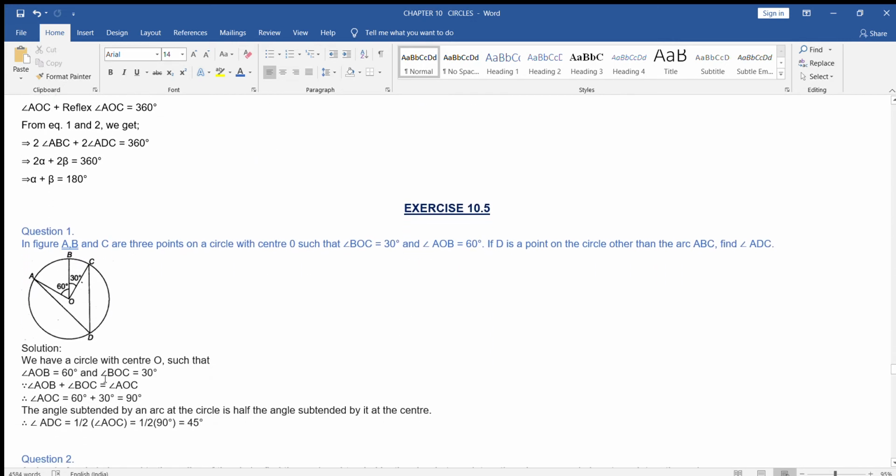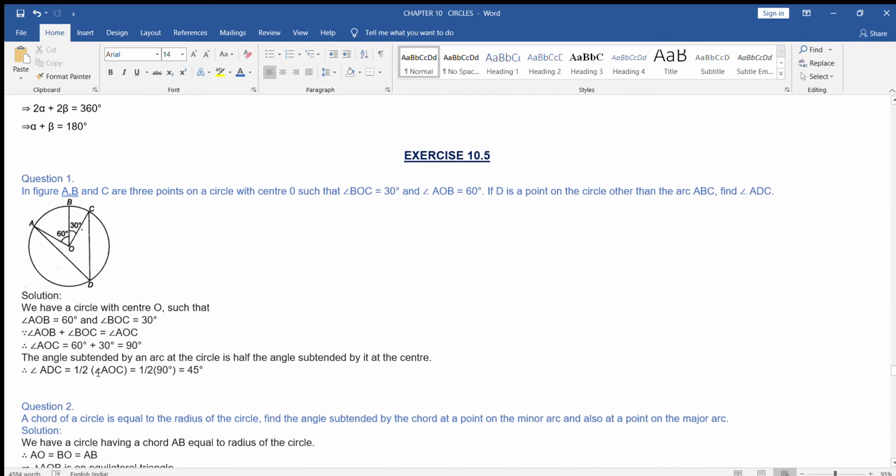Okay. Now exercise 10.5. First question, just see this diagram given to us. In this, angle BOC is 30, angle AOB is 60, D is upon ADC. So what do we know? That AOC is twice of ADC. Okay, means ADC is half of AOC and AOC is 60 plus 30, that is 90. So we get 45 degrees. That is our answer. Simple question.